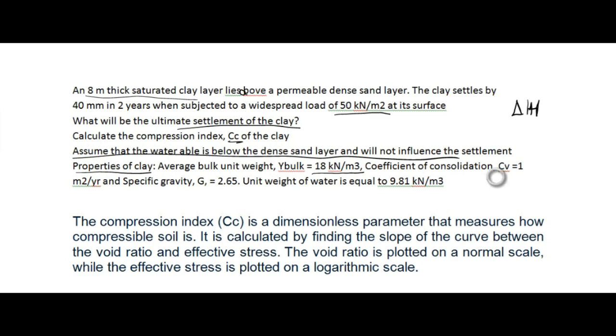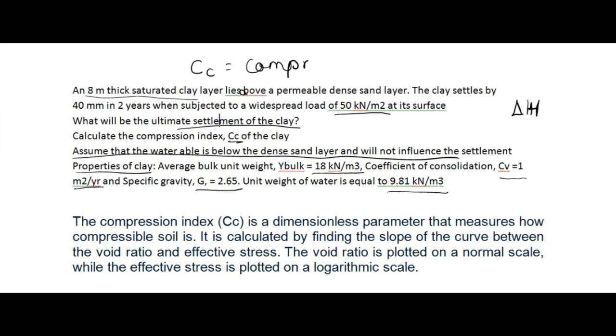Coefficient of consolidation, that is Cv, is given as 1 meter square per year. Specific gravity of the soil is given as 2.65. Unit weight of water is equivalent to 9.81 kN per meter cube. Okay. Now we have to find what? We have to calculate the Cc. Cc is nothing but the compression index.